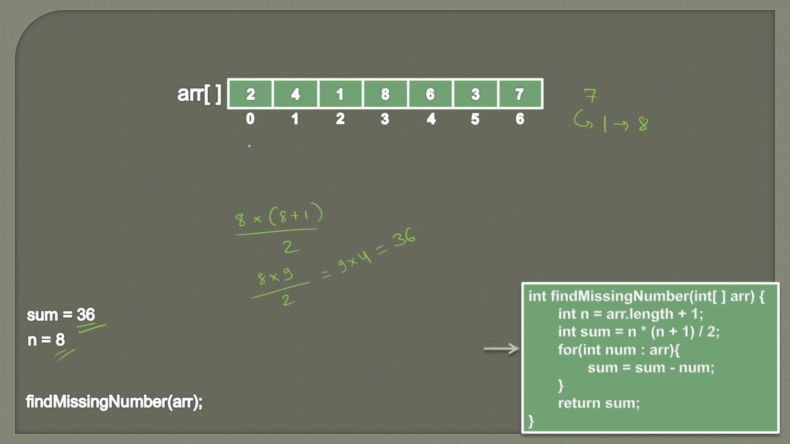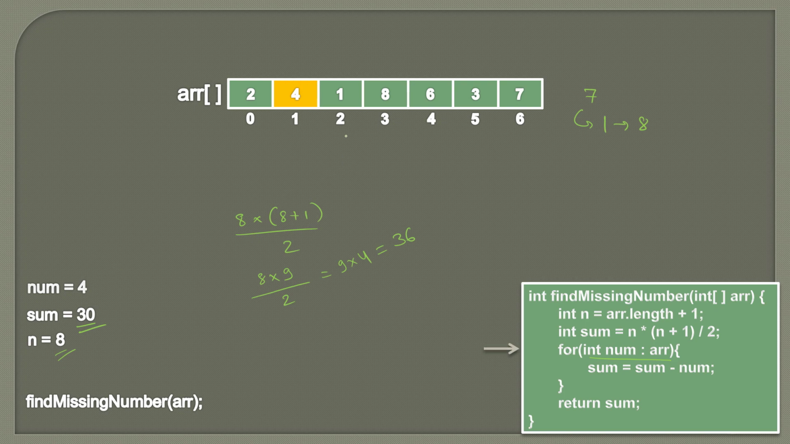And now we will iterate the array one by one using this for loop. And inside this for loop, we will subtract each number from the sum, and at the end, whatever the sum is left, that will be our answer. So let's see how. First we get number 2. When we subtract 2 from sum becomes 34. Then number becomes 4. 34 minus 4 will give 30.